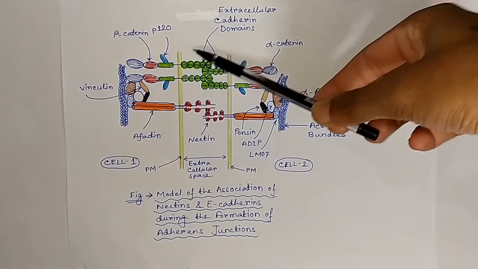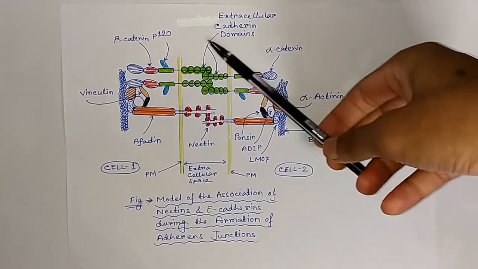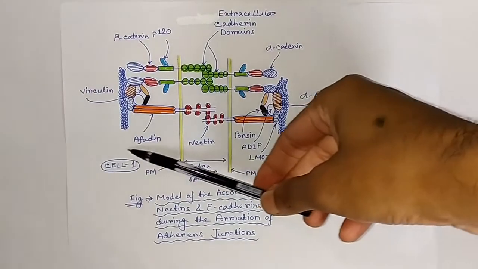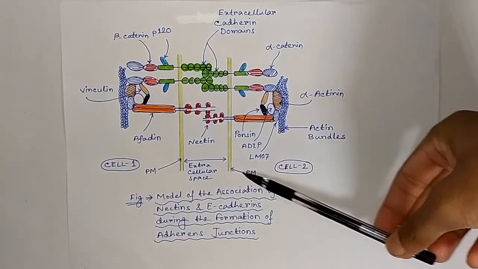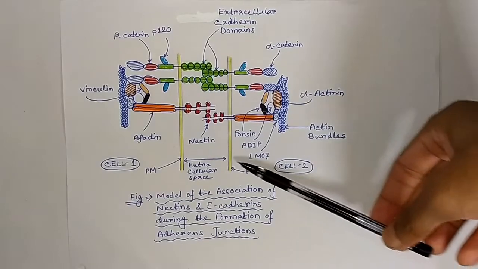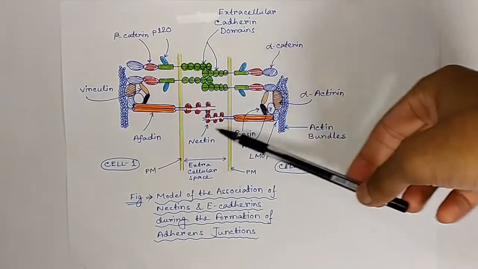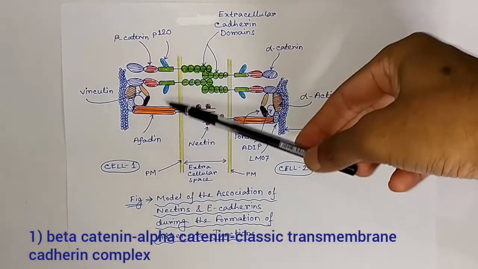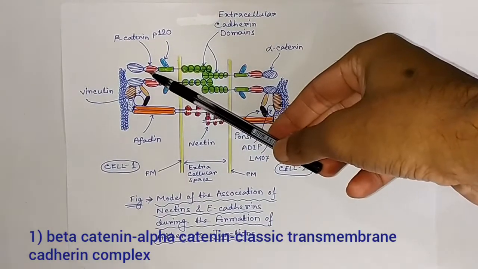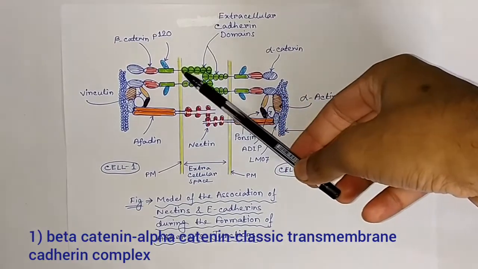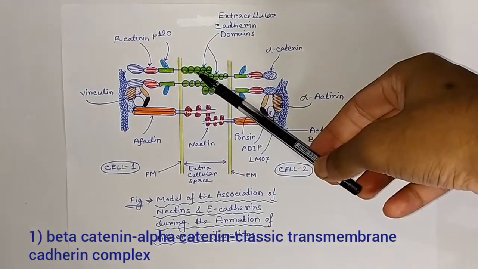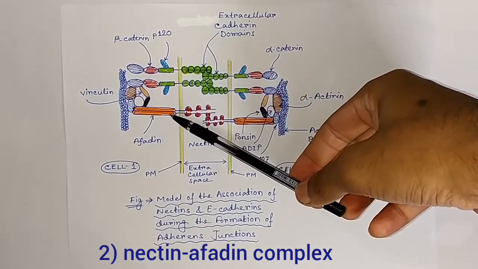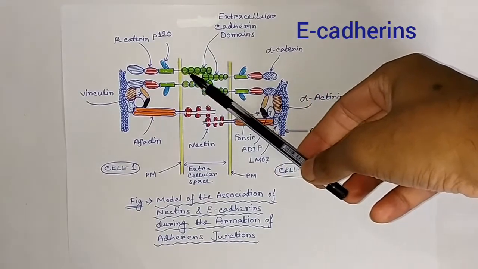Now we will see the detailed structure of adherens junction. These are two opposing cells, cell 1 and cell 2, connected by adherens junction. The basic structural units of an adherens junction are beta-catenin, alpha-catenin, the classic transmembrane cadherins complex, and the nectin-afadin complex. I have shown here E-cadherins.